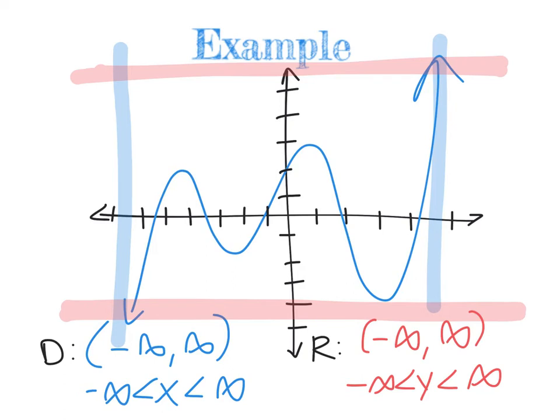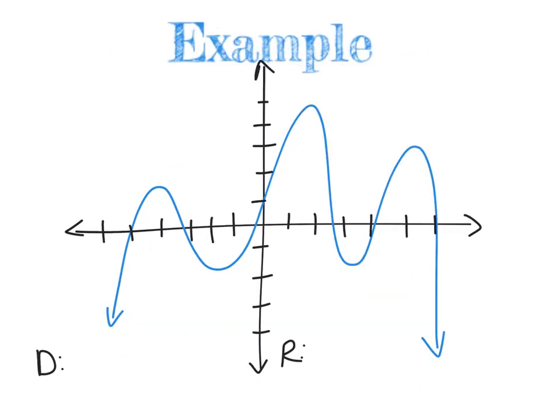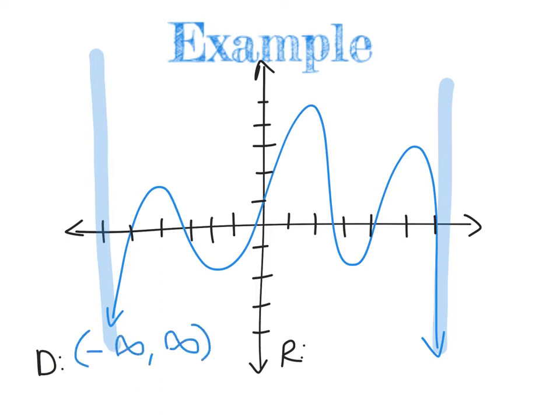Let's try one last one. Why don't you give this one a try? Label the domain and range, give it a pause, come back and see if we got the same solution. Notice how there's no boundaries on domain because the arrows are touching both of those lines. Again, another representation of why we're going from negative infinity to positive infinity every single time.